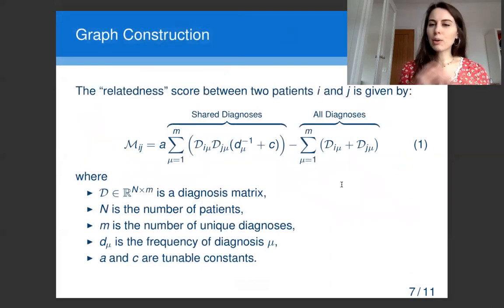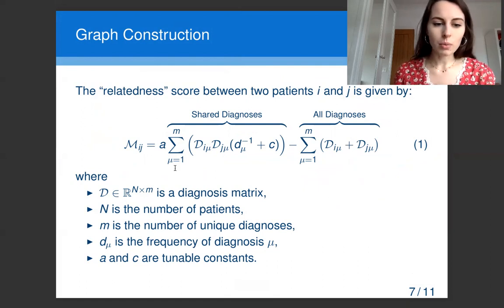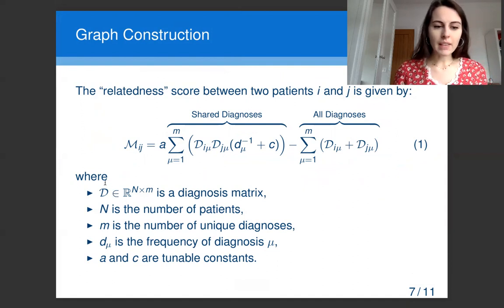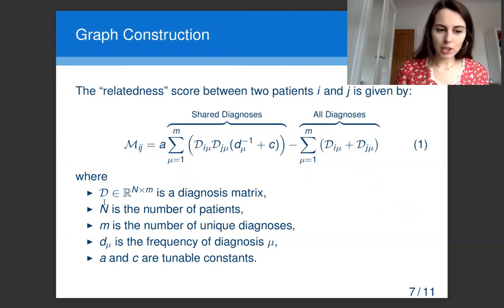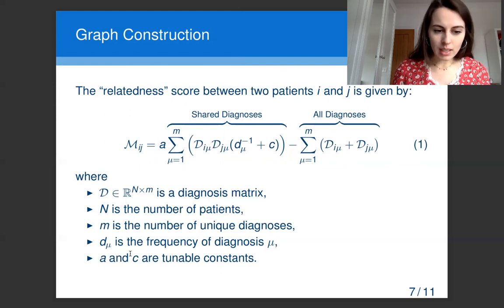So now that we see how we can use our approach, we need to go back to how do we construct the patient similarity graph in the first place. So we tried a few different ways of doing this, but the method shown on this slide was found to work best in our experiments. So we start with the disease matrix or diagnosis matrix shown by capital D here. And this has dimensions n times m, where n is the number of patients and m is the number of unique diagnoses. Then we have lowercase d mu, which represents the frequency of diagnosis mu. And also we have a couple of constants, a and c.